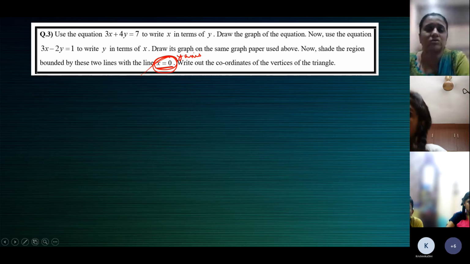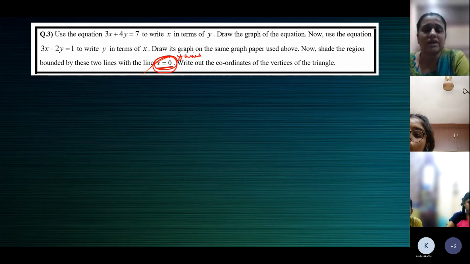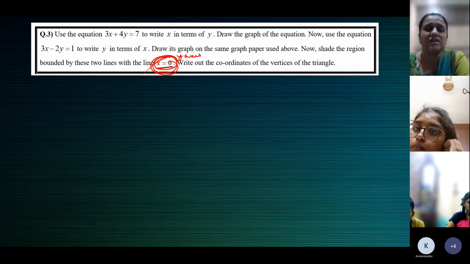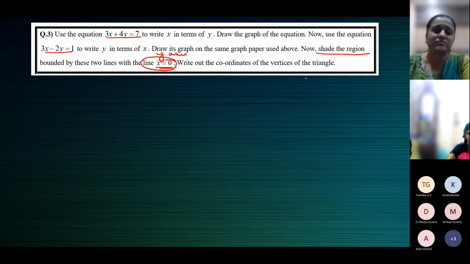How do we know that? Because it's given with the line x is equal to 0. X is equal to 0 is the equation of the y-axis. So the third line is the y-axis itself. These are the two lines. We have a straight line for this on the graph paper, another straight line for this, and the third line is the y-axis. So the question is, shade the region bounded by these two lines, that is this line and this line, with the y-axis.